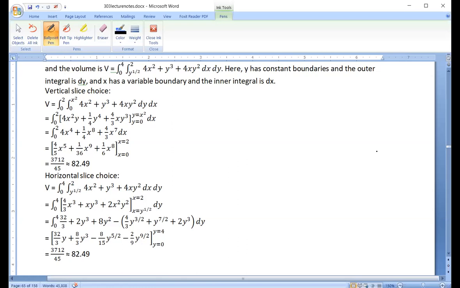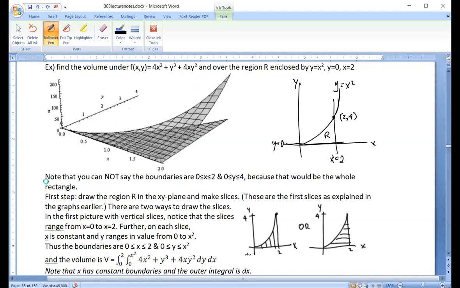Notice how the boundaries get set up in very different ways. We're going to talk later on about switching the order of integration in more complicated scenarios. For now, let's just say that given the initial problem, you can choose to set it up either way, either dx dy or dy dx, and in the end, you'll get the same answer.